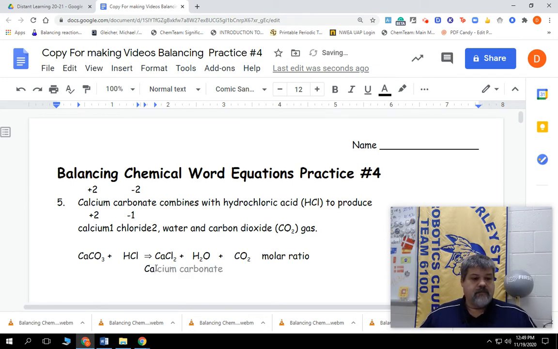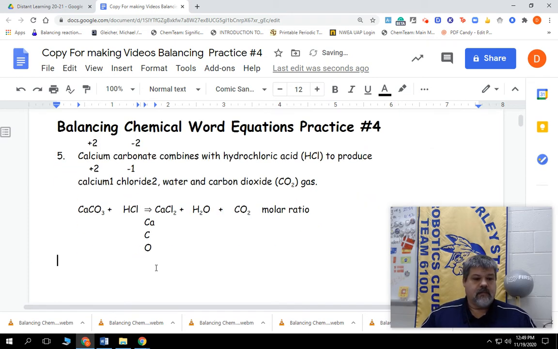So we're going to put calcium right there. Then we're going to put our carbon in. And then we're going to put our oxygen. Our hydrogen. And our chlorine. This is one that has the most in it of all of the ones that we've done so far. So once we get done with this, we're going to go ahead and put in how many we have on each side.